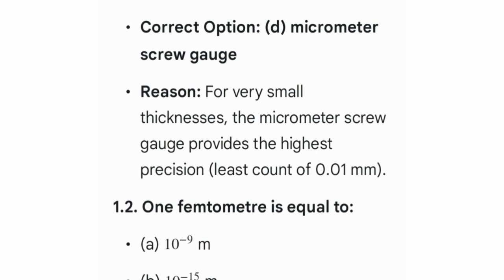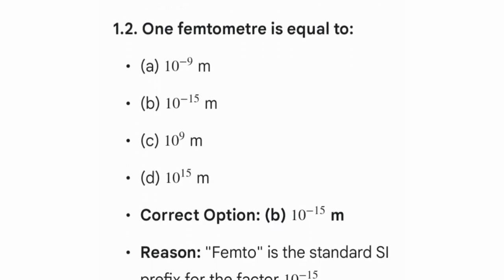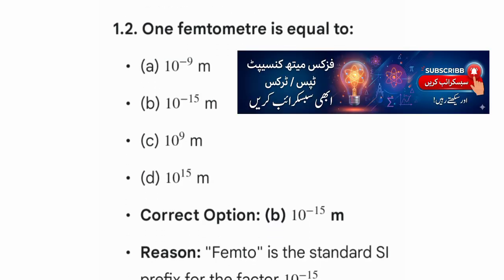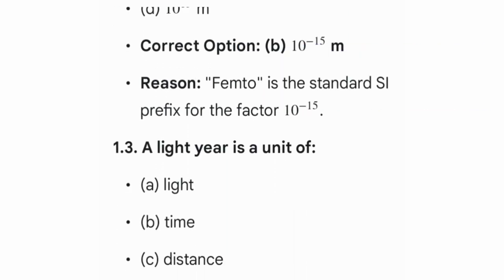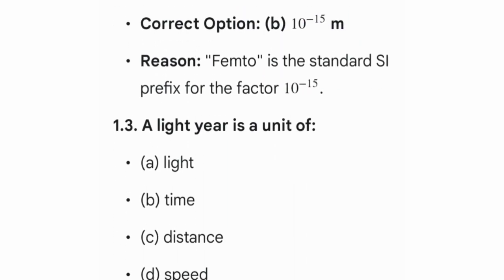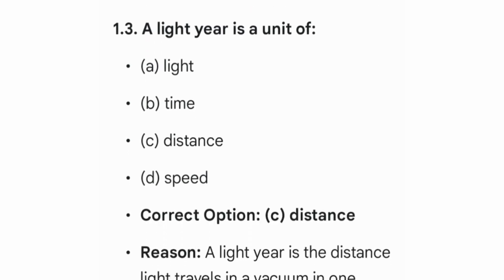caliper and meter rule. MCQ 1.2. 1 femtometer is equal to 10 power minus 9, 10 power minus 15, 10 power 9, or 10 power 15 meter. Correct option is B, 10 power minus 15 meter. Its value you can observe in the table of prefixes given in your textbook.